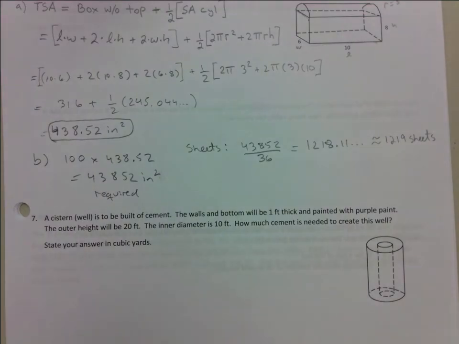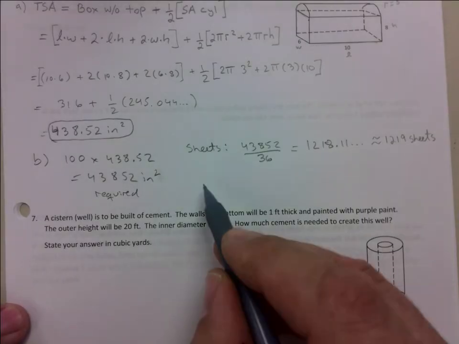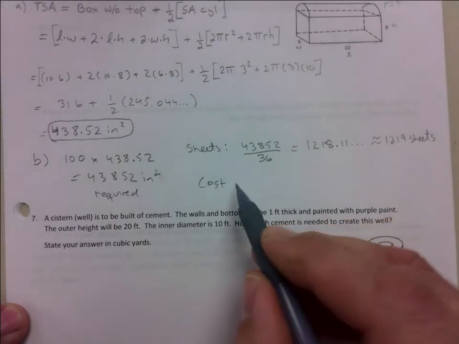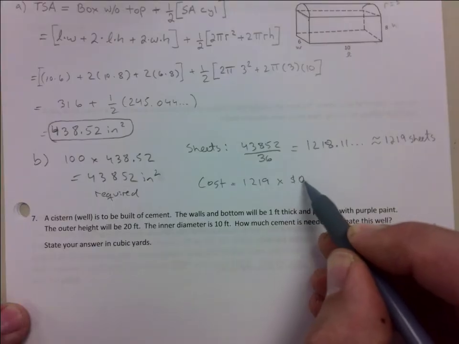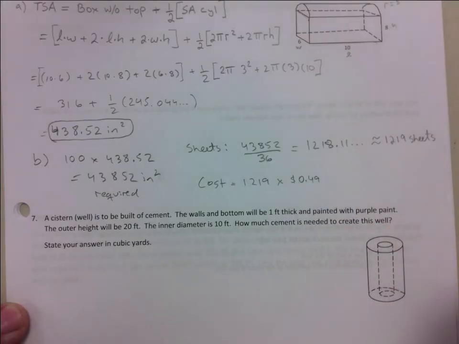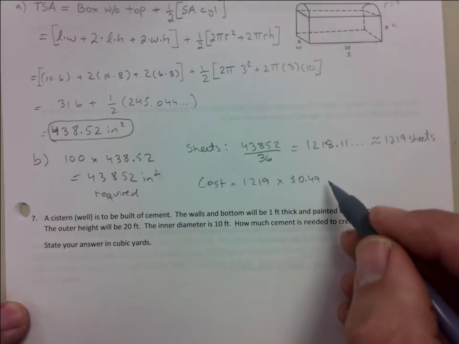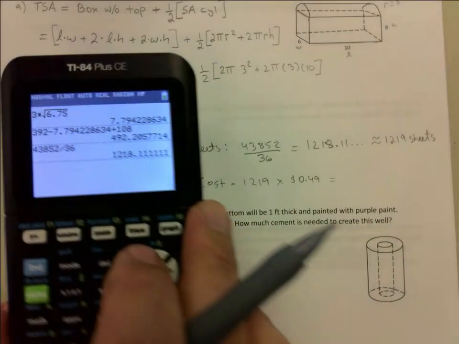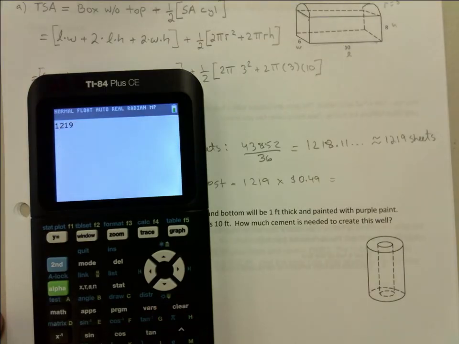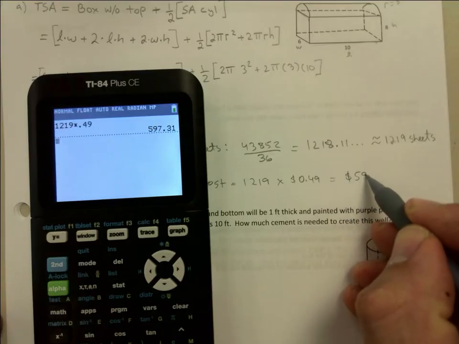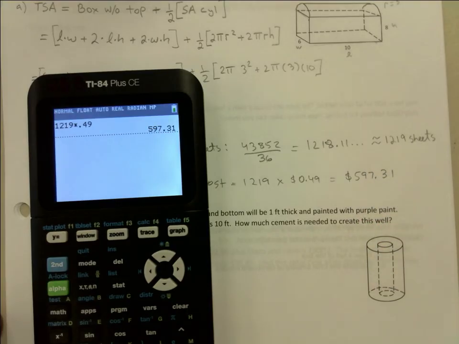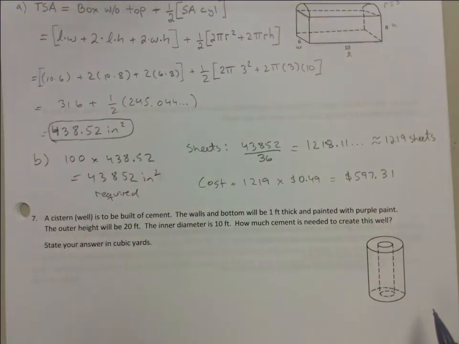So this is the thing you have to always account for. What is this sold in? And what kind of quantities is this sold? Okay? So now it's the cost. 1219 times, that's super cheap, by the way, 49 cents for 36 squared inches. Anyways, I just made it up. Okay? 1219 times 0.49. So it's 597.31. Okay? That's before tax.